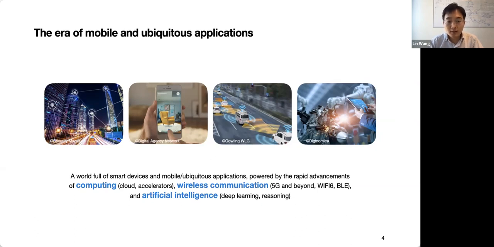Last but not the least, we have seen a big breakthrough in artificial intelligence, where we have seen a lot of modern applications powered by deep learning technologies, and those can actually outperform human experts in many of the inference tasks, for instance, face recognition or object detection, so on and so forth.